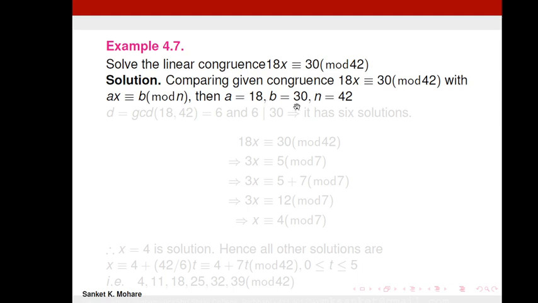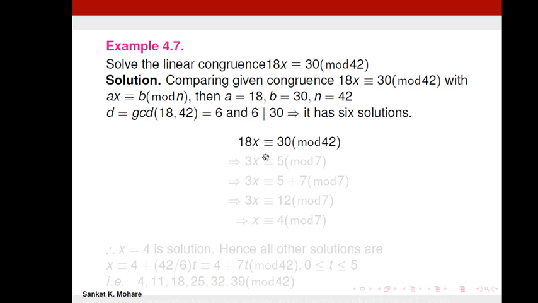So here GCD of 18 comma 42 is 6, and 6 divides b, meaning 6 divides 30. This implies this congruence has 6 incongruent solutions. How many solutions? It has exactly d incongruent solutions, and d is equal to what? 6. So this congruence has 6 mutually incongruent solutions.